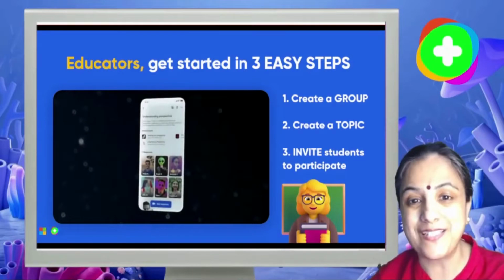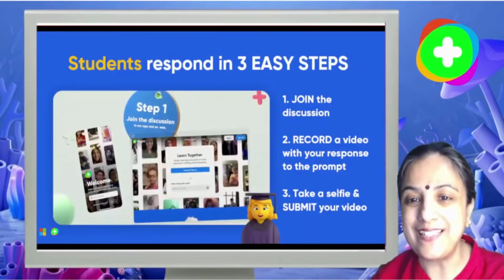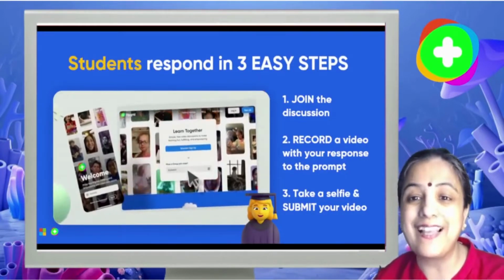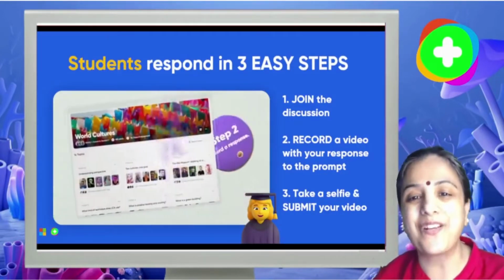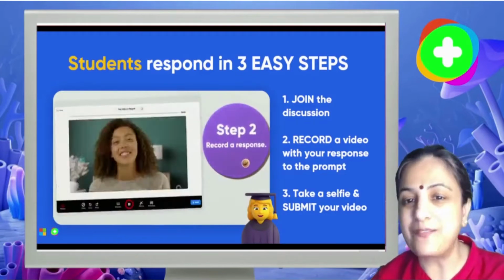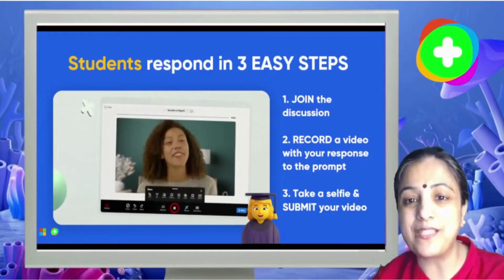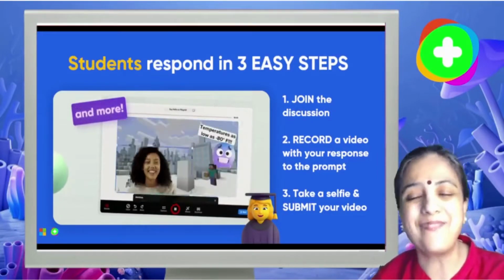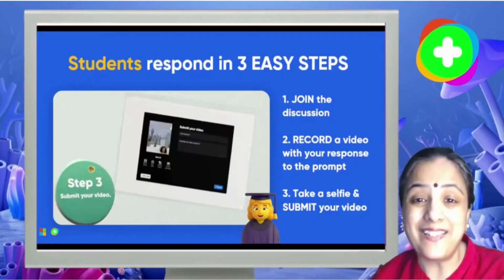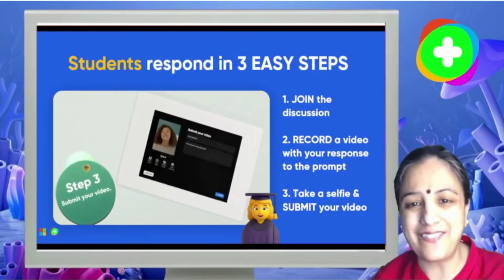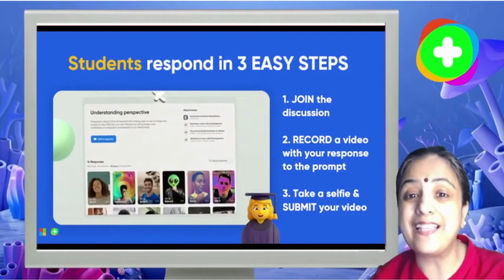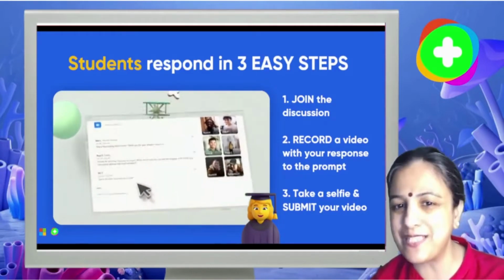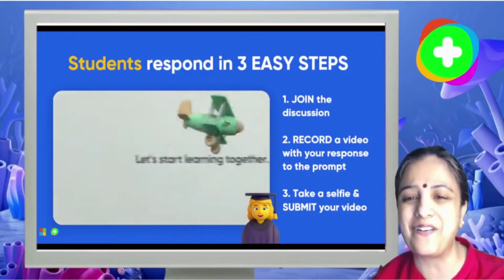Imagine you're a student. Step 1 is to join the discussion. Use the join link or enter the join code that was shared by your educator. And you're in. Step 2, record a video with your response to the prompt. Use any of the Flipgrid camera tools and feel free to get creative yourself. Explore, have fun, be yourself. Yeah, even like that. Then step 3, take a selfie and submit your video. That's it. It's that easy to complete an assignment in Flipgrid. Now watch the comments in your classmates' video come in and the discussions just take off.